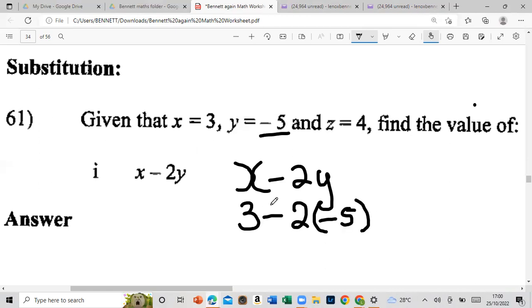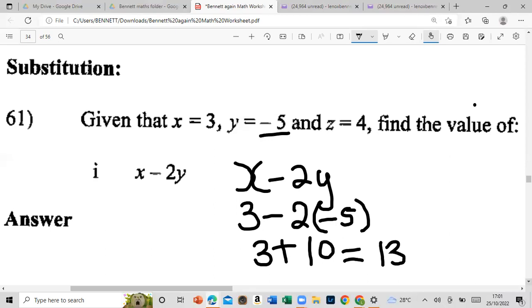According to the BODMAS rule, we're going to do the bracket first. So all we have to do is say negative 2 times negative 5. That will give us positive 10. So that is equal to 13. And for the persons who would like to ask, where did the negative go? It's negative 2 times negative 5, so that becomes a positive 10. So we put the plus 10.